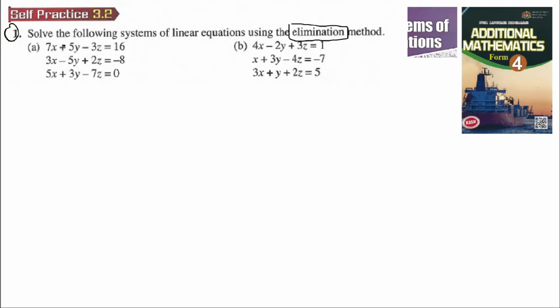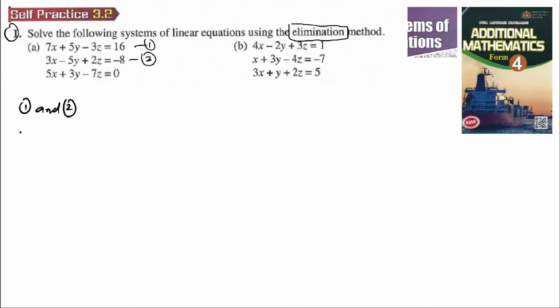So you see here, this one is 5y, this one is 5y. It will be easiest if you eliminate 5y, because 5y minus 5y is equal to 0, right? So this one is negative. Basically 5y plus negative 5y is equal to 0. So we eliminate y using equations 1 and 2.